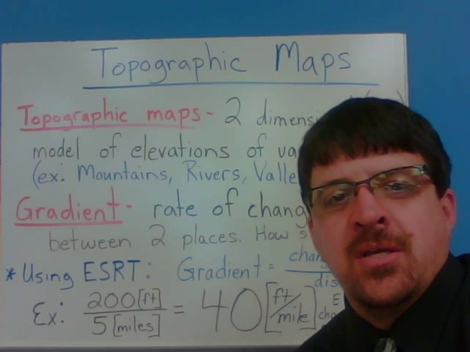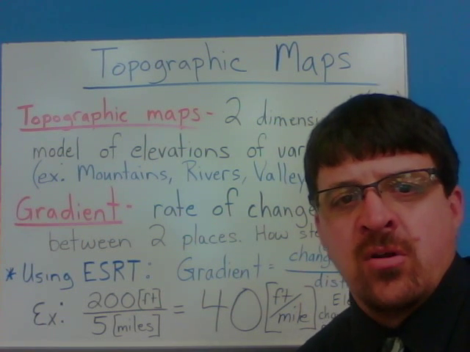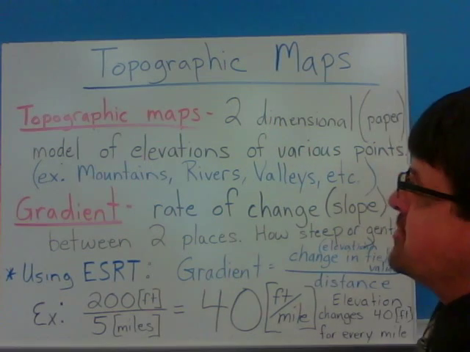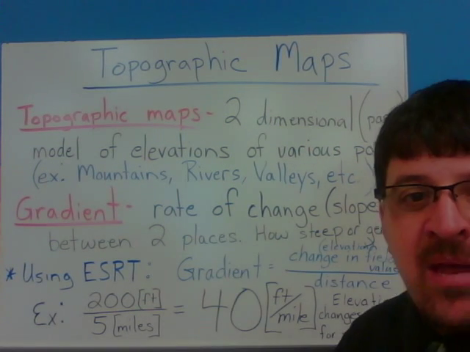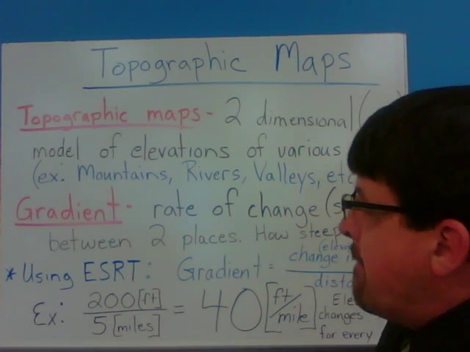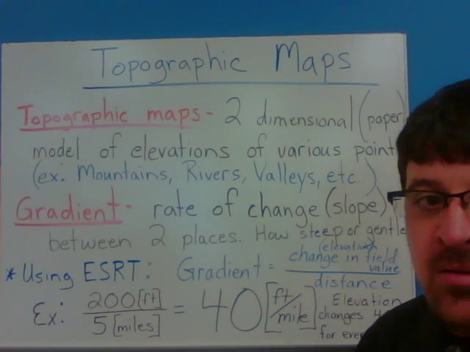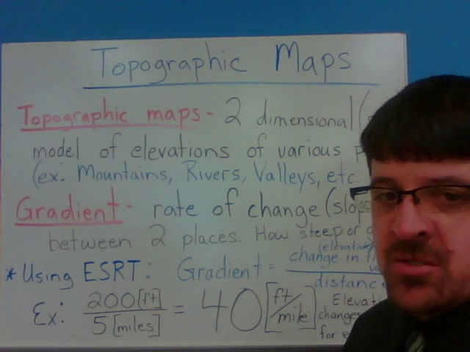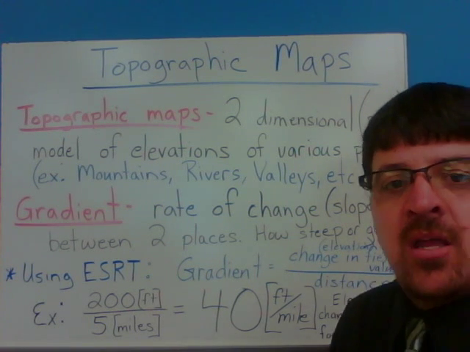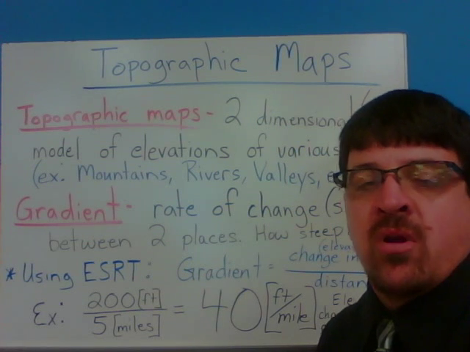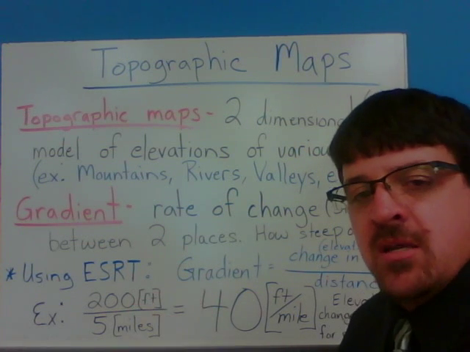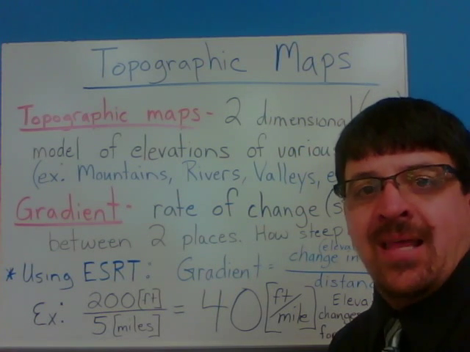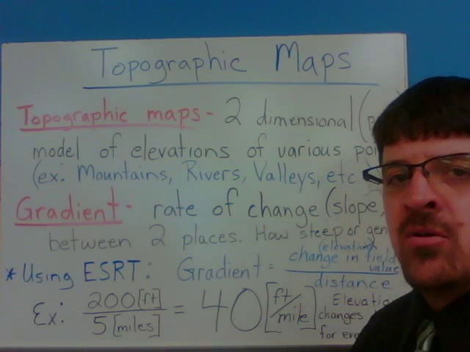Today we are going to cover the topic of topographic maps. As you can see behind me, topographic maps are a two-dimensional, paper model of elevations of various points on the Earth's surface. We're talking about things such as mountains, rivers, valleys, lakes, and the direction of water flow. We talked about that last time in our previous episode.